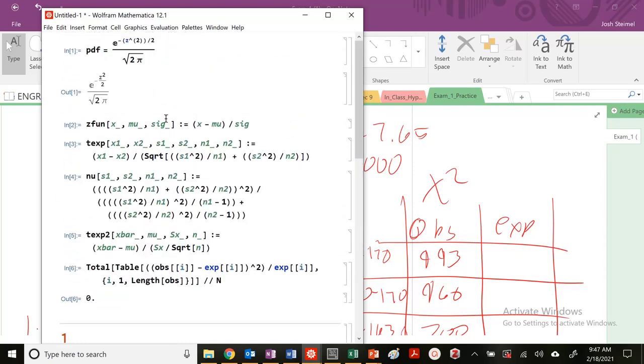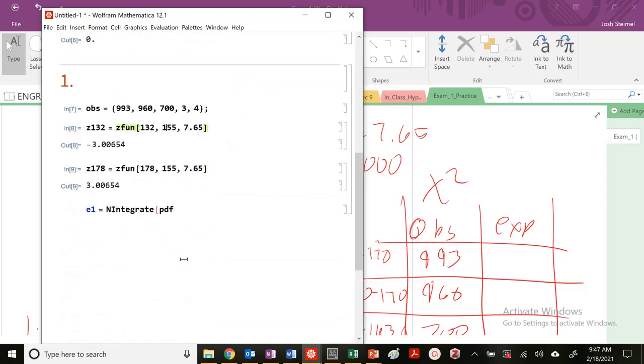And again, I'm trying to look for the values that are in between these two z values. So I'm going to go PDF integrate from z132 to z178. I'm going to get that value, and I'm going to multiply. Again, this is the percentage, right? So I need to multiply by my n. My n is just going to be 1,000. So times 1,000. So that's my expected 1.